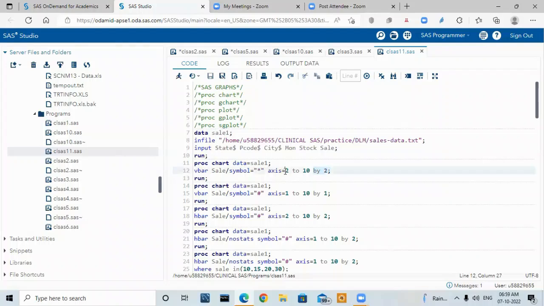The values are incremented by 2. That means the starting value will be 2. The next value will be 2 plus 2, 4. The next value will be 4 plus 2, 6. So 2, 4, 6, 8, 10. Those will be the values on the y-axis. Now we want to just draw the graph.